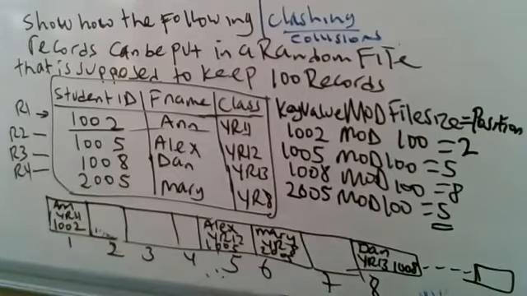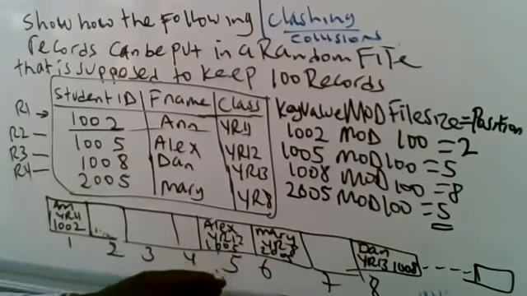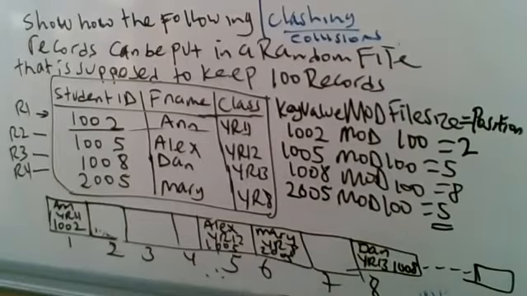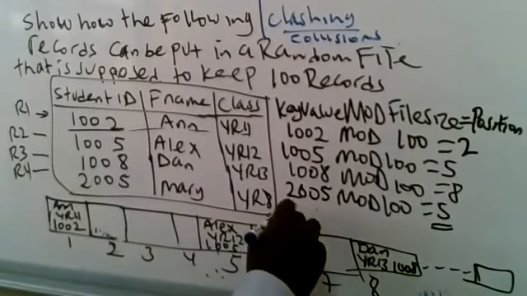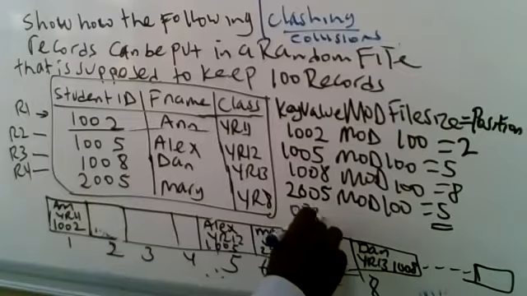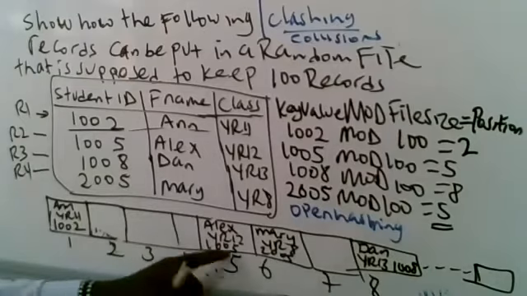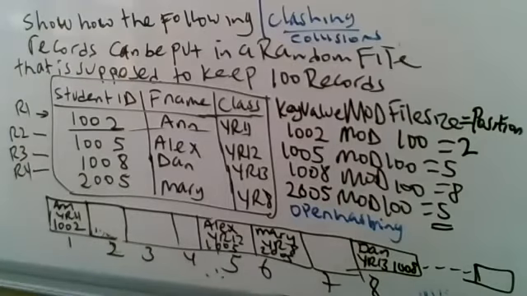Now, that is called the process of checking the file for any free position where to put the value. It is called open hashing. That is called open what? Hashing. Open hashing is searching for any free position where to put the value.